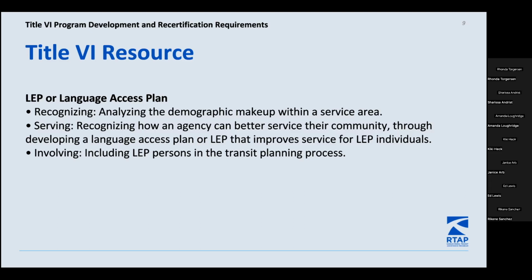So like I said for the public engagement plan, this just means actually utilizing the things that you put into the plan and making sure that you're integrating the language access plan into the services and into the work that you do every day.